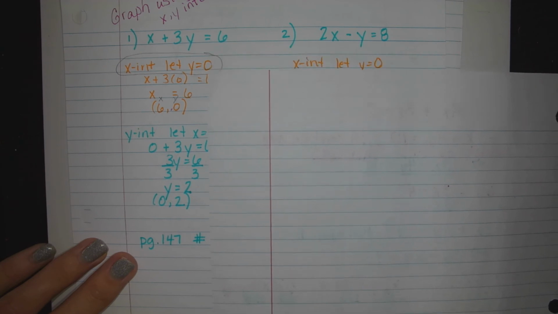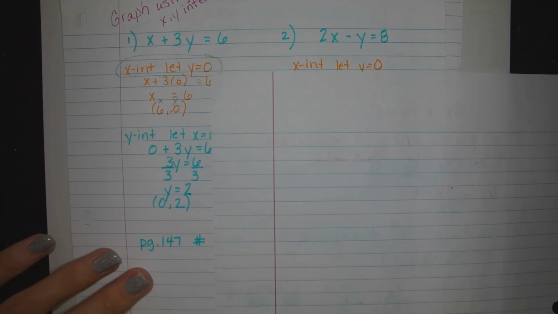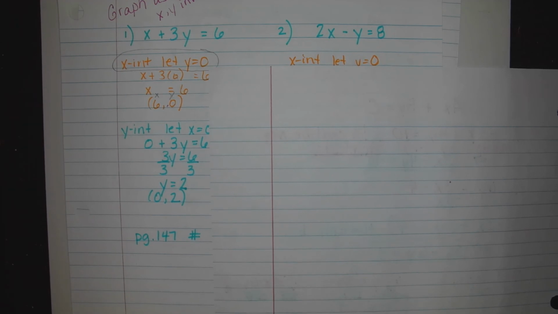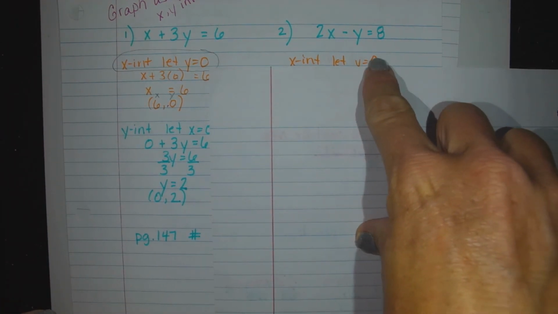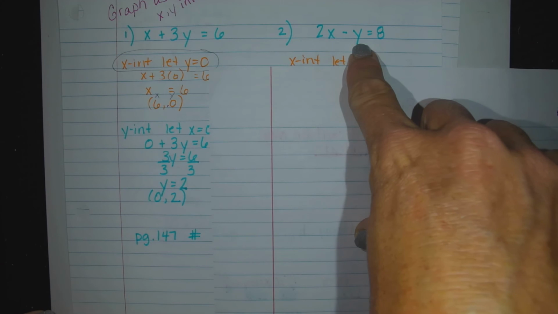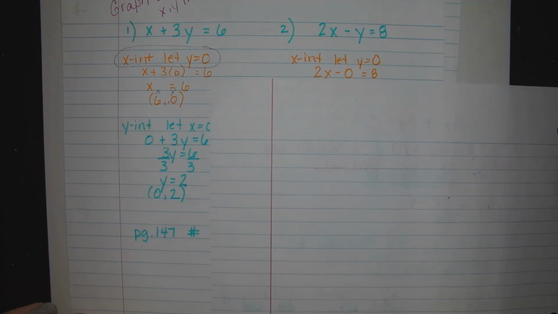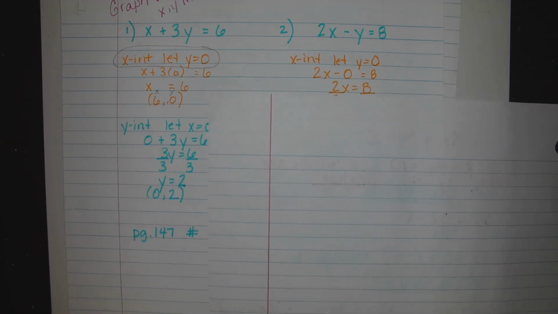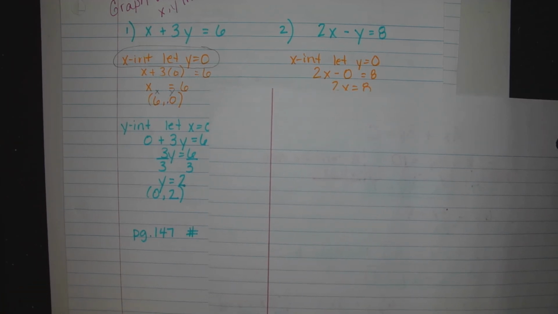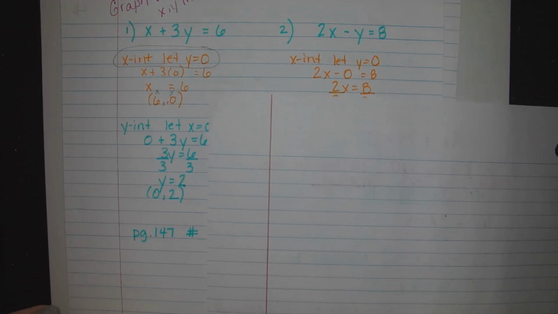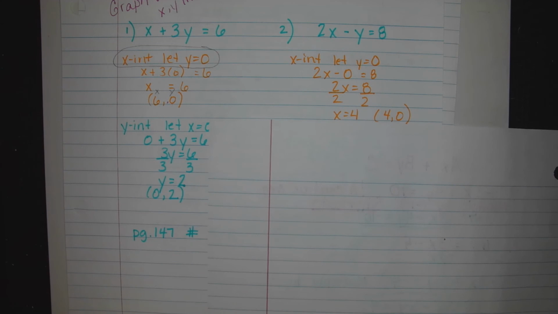All right, so x-intercept first. The definition tells me I let y equal 0. So I'm going to go up to my equation. I'm going to put 0 in here. Okay, 0 has no value. So you simply have 2x equals 8. X equals 4. And there's your point.